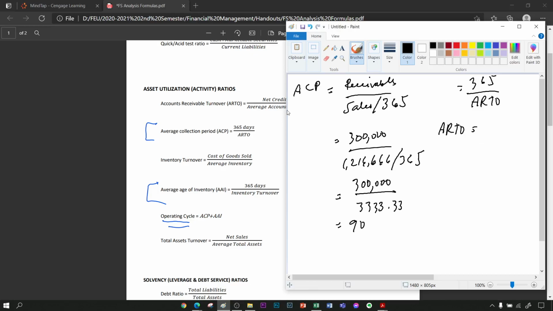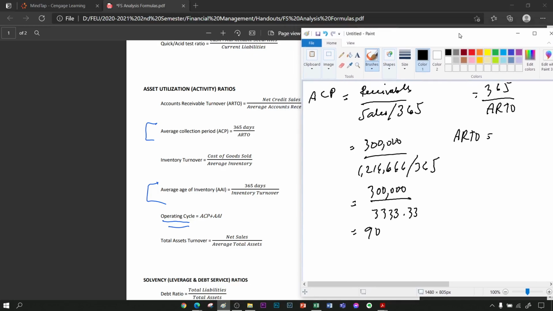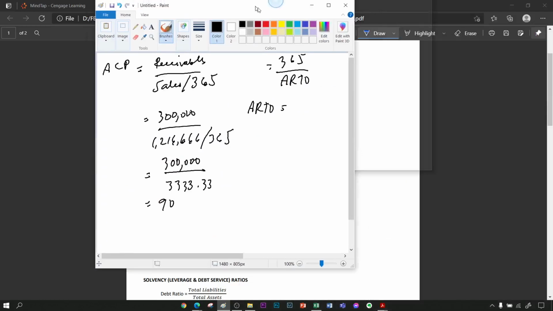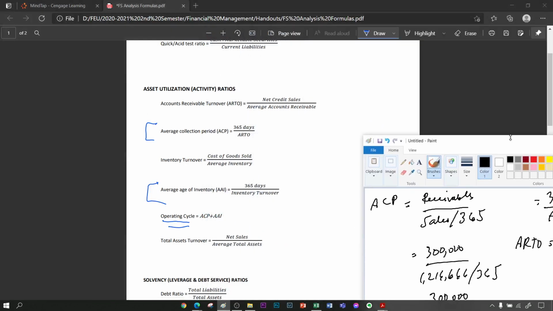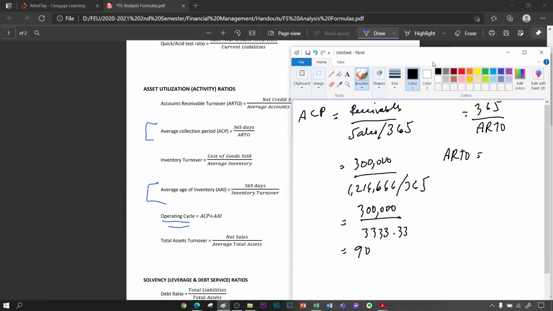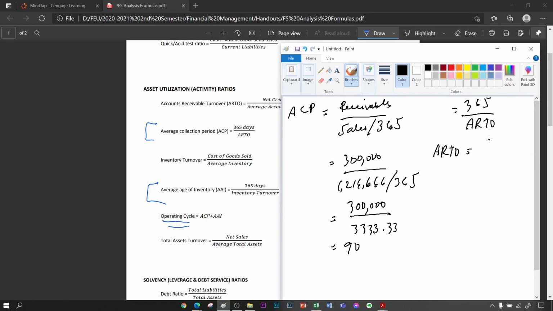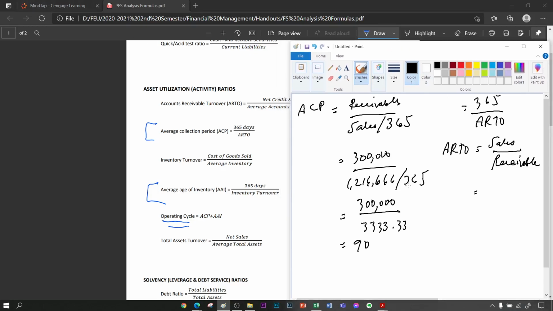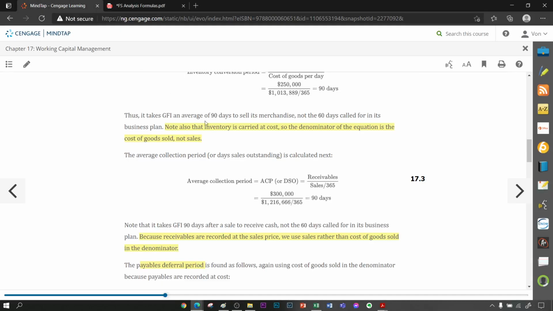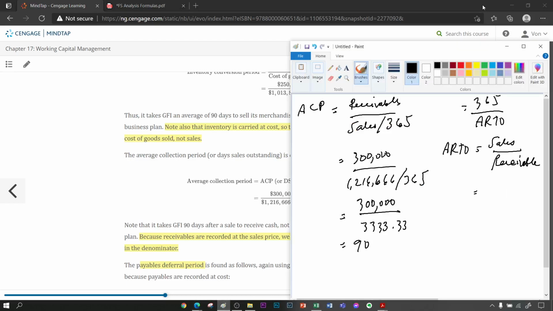Ayan, nakalagay naman dito. Sabi natin kapag turnover ang hinahanap, sales yung numerator. Then, yung denominator is kung ano yung turnover. So, accounts receivable. Okay. So, try mo nga. I-substitute yung figures doon sa given. Asa na yung given natin?